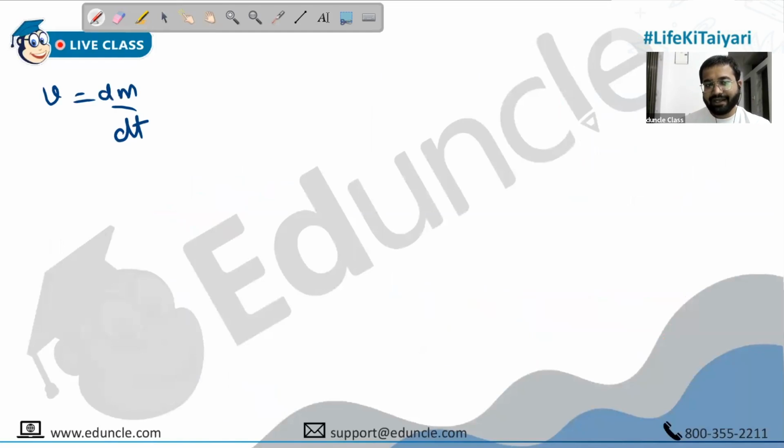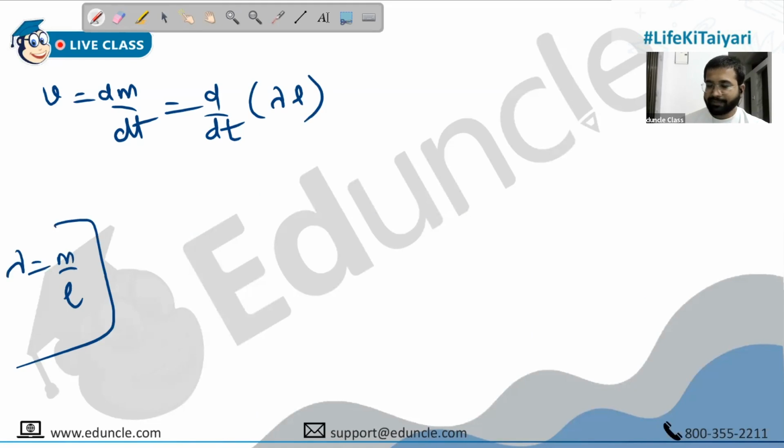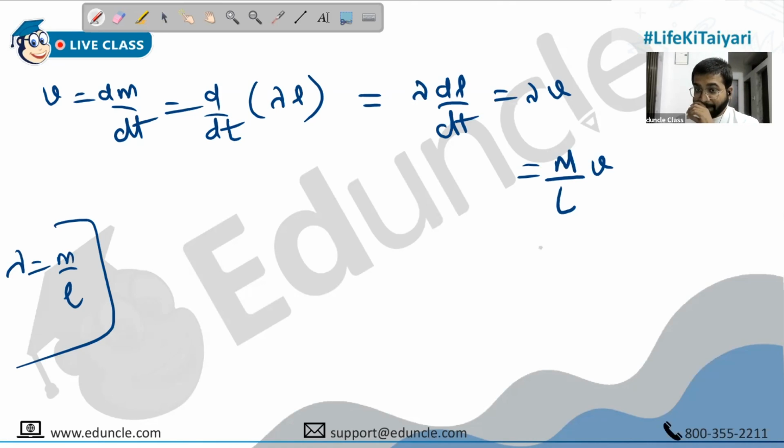So this is dm by dt, d by dt of what is mass? Lambda into length, because lambda is mass upon length. So mass is lambda into length, correct? So this is lambda into dl by dt, which is lambda into v actually. Are you with me? Any questions, anyone? So velocity is dm by dt, which is d by dt of lambda L. Lambda I've thrown outside, dl by dt, and dl by dt is v.